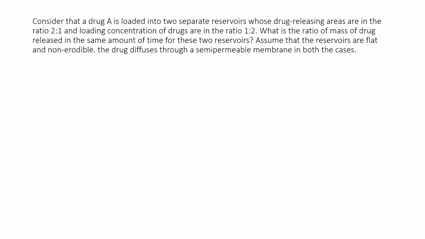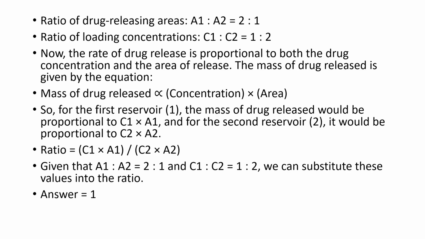Okay, so in that case, I'll skip this. I'll quickly go over it. So the ratio of drug releasing areas A1 is to A2 is 2 is to 1, and the ratio of loading concentration C1 is to C2 is 1 is to 2. Now the rate of drug release is proportional to both the drug concentration and the area of release.